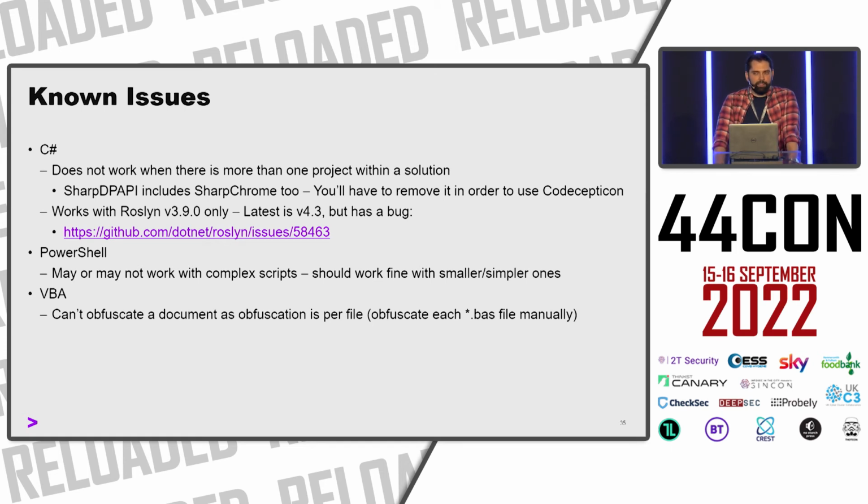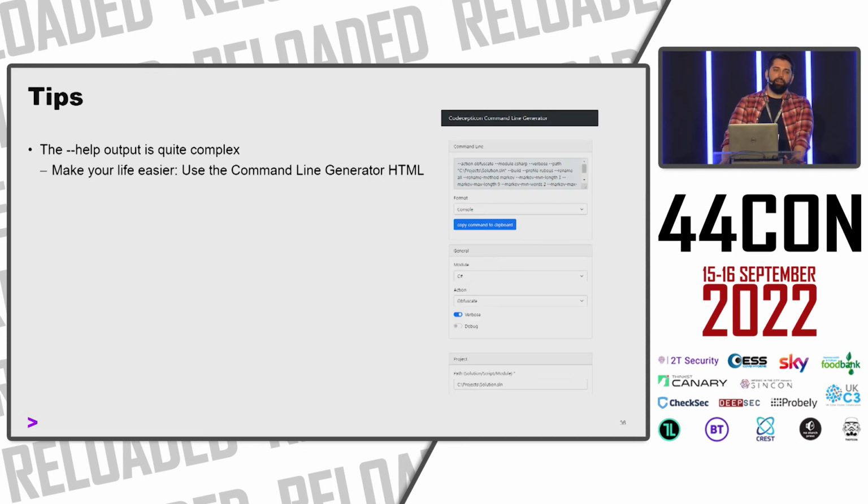I understand this is a lot of technical information thrown at you. So let's have a look at something that will make your life easier if you decide to use Codecepticon. If you run the --help command, you'll be overwhelmed with the amount of information you will see there. And the point is, while I was developing it, I started forgetting which argument works with which one, can I use this one with that method or whatever, and it just didn't work.